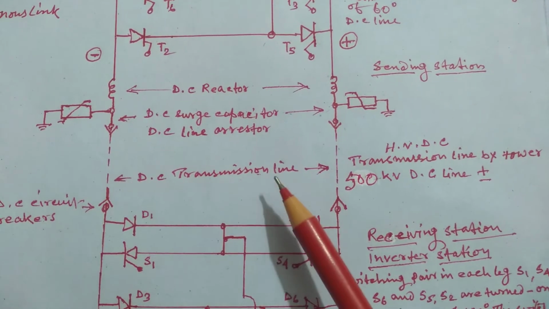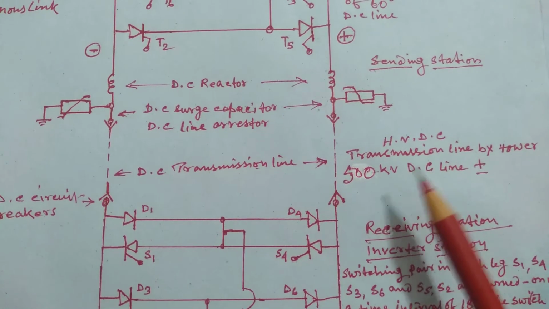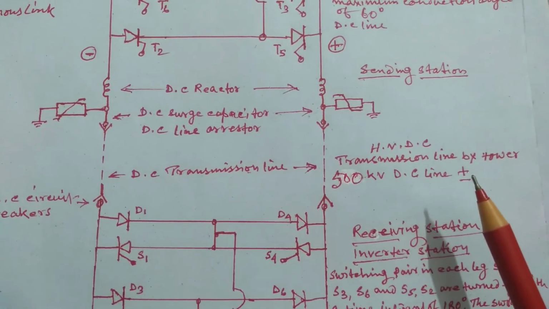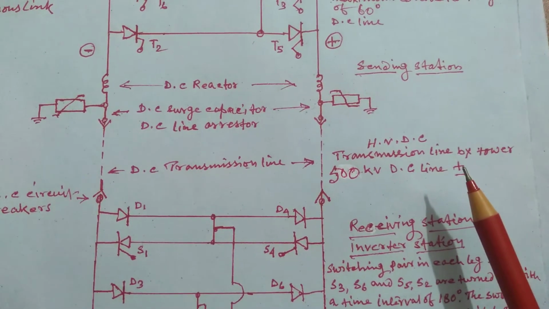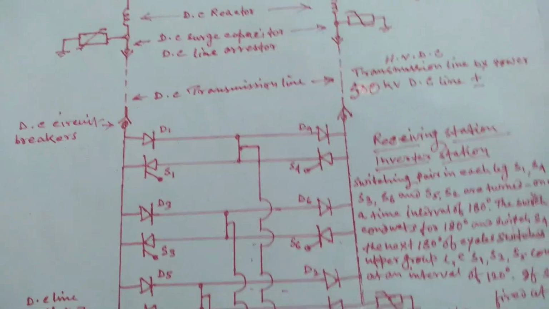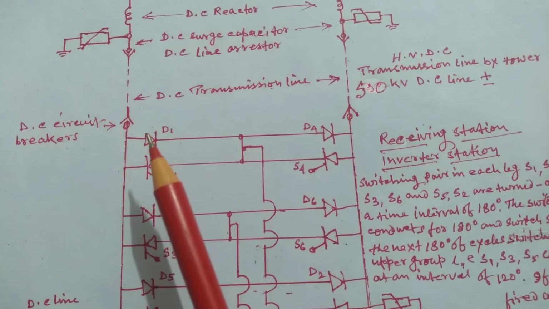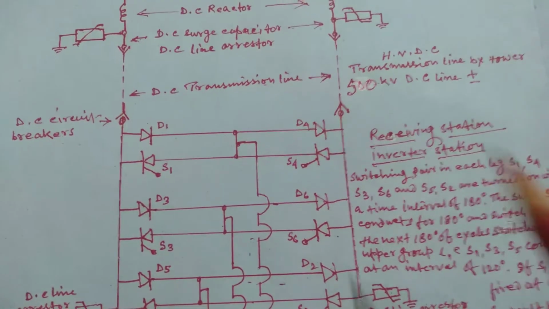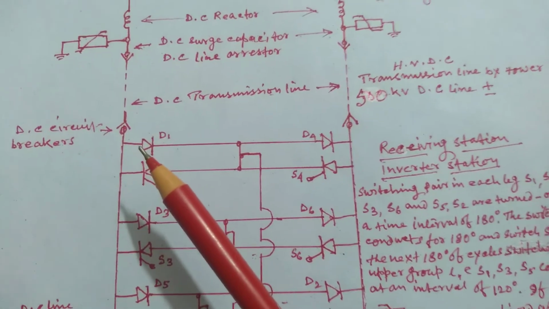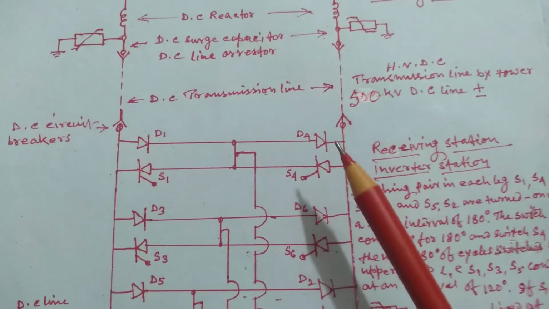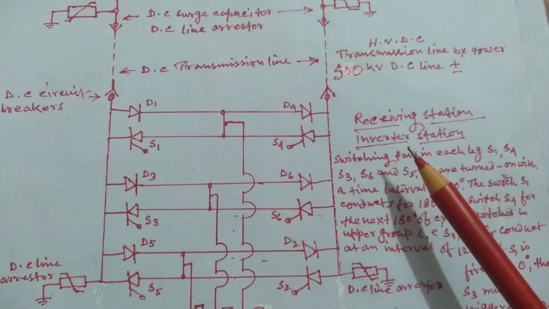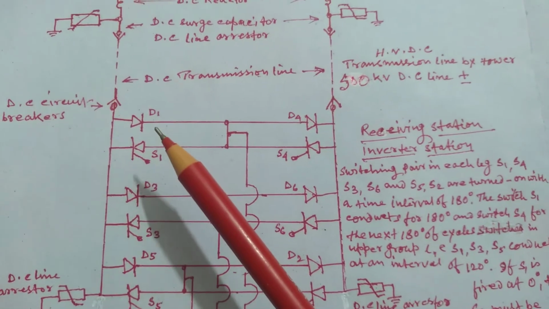This is the transmission line, two systems of HVDC transmission by tower, 500 kV DC line, plus or minus 10 to 15%. The transmission lines connect to the receiving station through the DC circuit breaker, and the receiving station is called the inverter station.